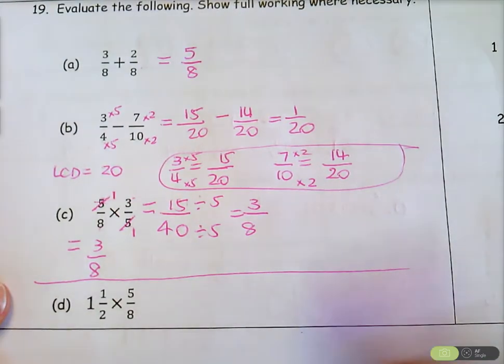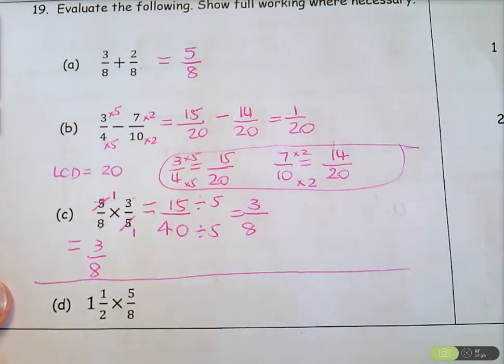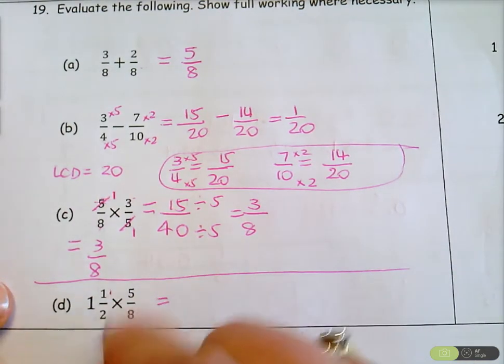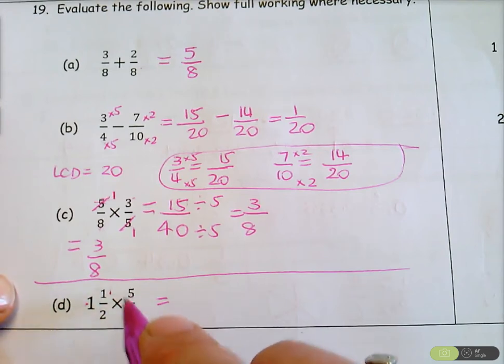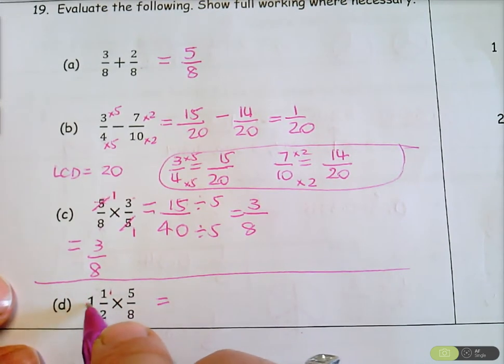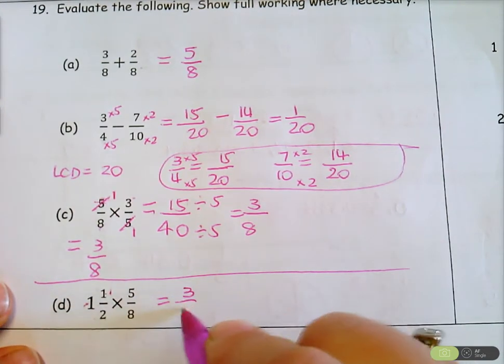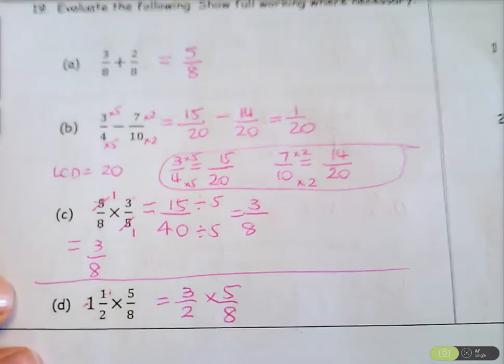Now in this last question here, we're trying to multiply fractions, but we clearly do not have a numerator and a denominator there in our mixed numeral. We've got a whole number part and a fraction part. So we need to make this look like a normal fraction, not a mixed number. So we go 2 times 1 is 2, plus 1 is 3. So we've got 3 halves, or 3 over 2, times 5 over 8.